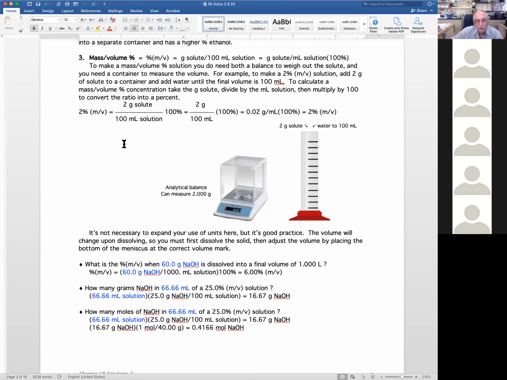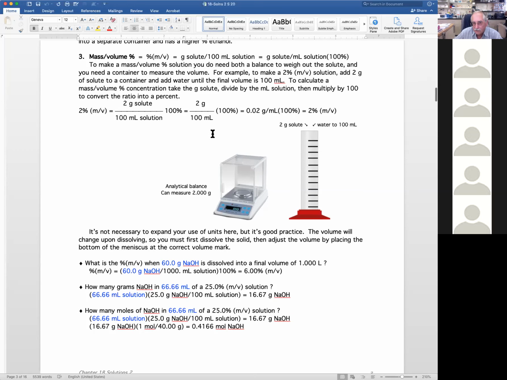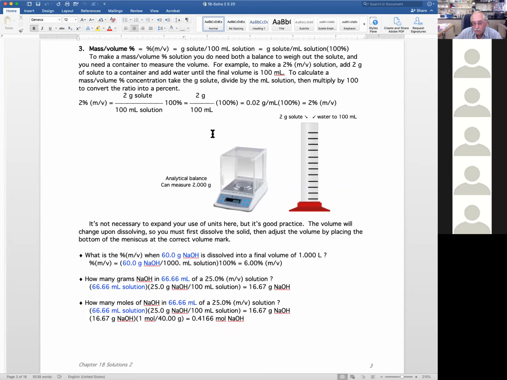So a 2% mass per volume solution means that there's 2 grams of solute in every 100 milliliters of the solution. So notice that we simply do the division, get grams per mil, and then we turn it into parts per 100 by multiplying by 100. It's a little bit more work to make this kind of a solution, but it's much more useful. You need a balance, and you need a way to measure the volume.